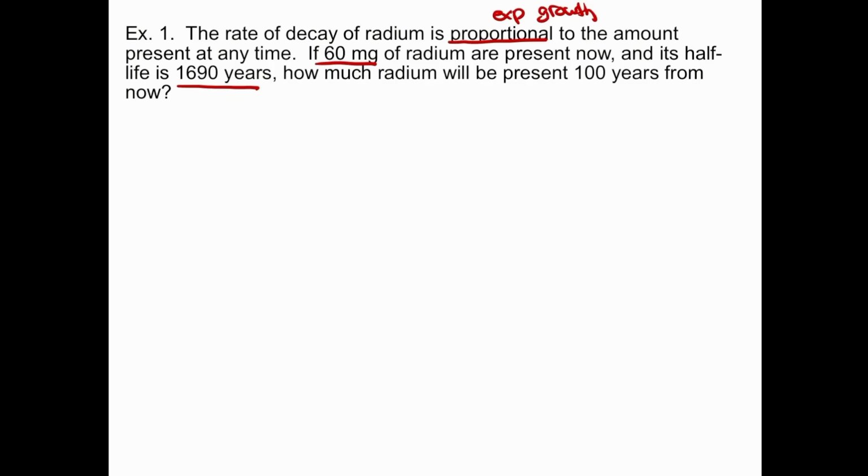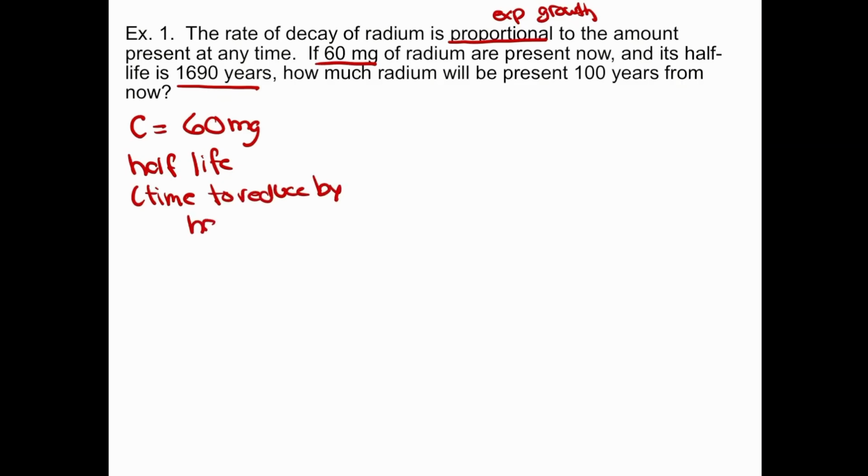So we need to figure out what we have going on here. Our current amount, the initial amount that we have, so our C value, is 60 milligrams. That's what we're starting out with. We have a half-life, which is the time to reduce by half. We have a half-life of 1,690 years.